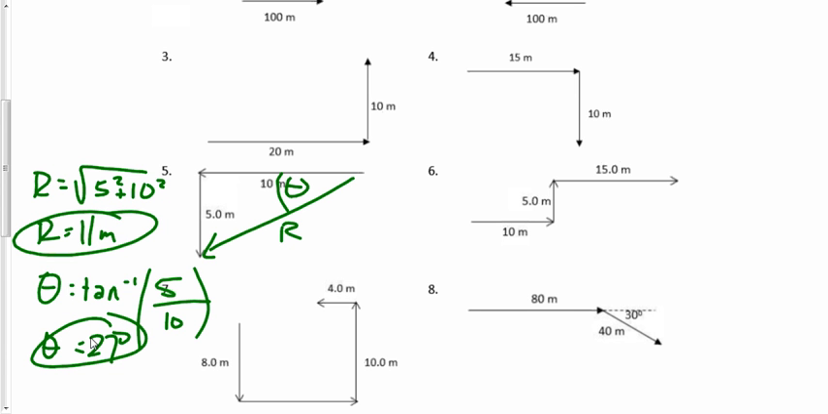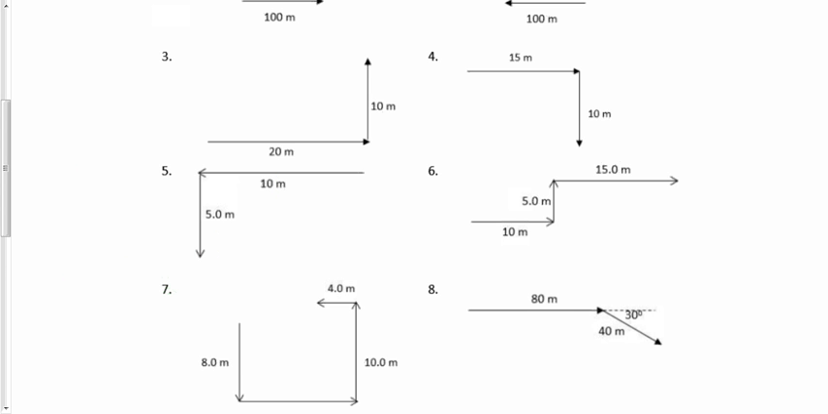Good there? Okay, let's take a look at 6 and 7. These ones are a little bit harder, not a great deal. But if you remember, the goal is always what? The goal in these problems is always what? Get a right angle triangle. In questions 3, 4, and 5, I had a right angle triangle. Do I have a right angle triangle here in number 6? No. Is that a vector diagram?